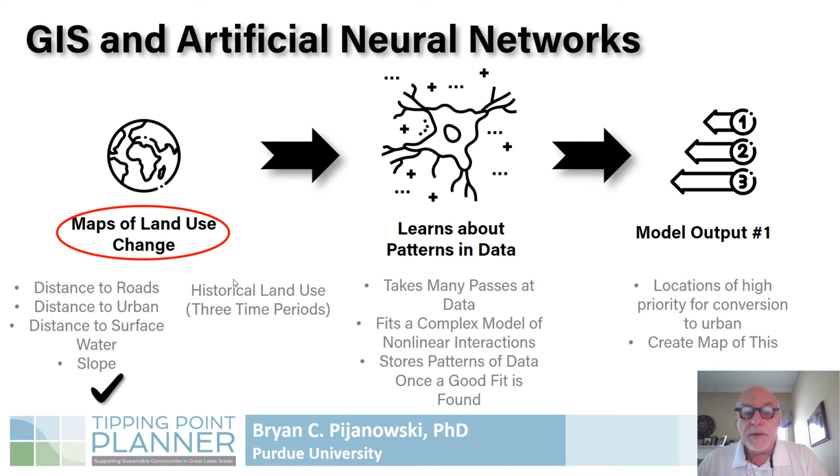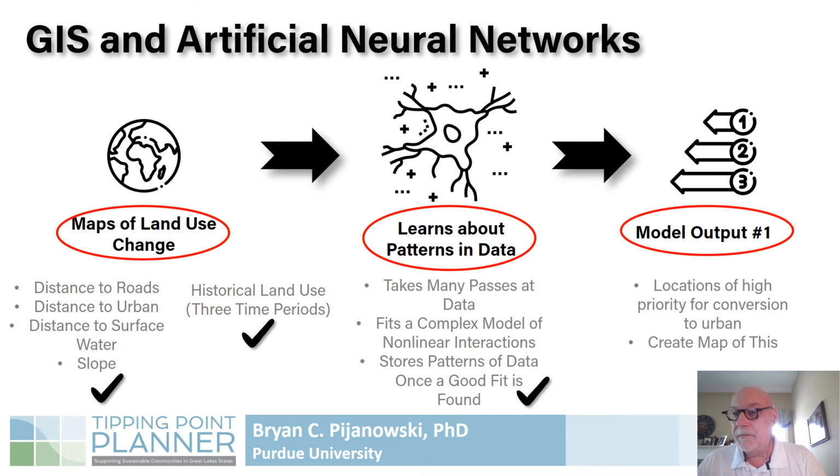We also use historical land use maps and then feed both of these in to what's referred to as a neural network. It's a form of artificial intelligence that learns about patterns in data. It first looks at the data using kind of a random pass at it, but eventually it learns about patterns that fit the best. And then once we find a good fit, then we save that and use it to build a model, a map of locations of high priority for conversion to urban.